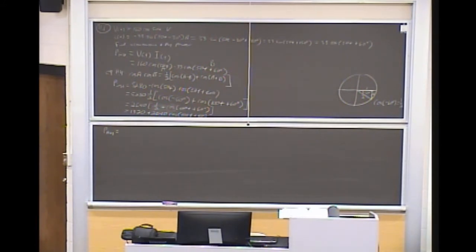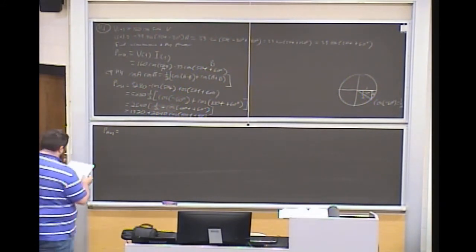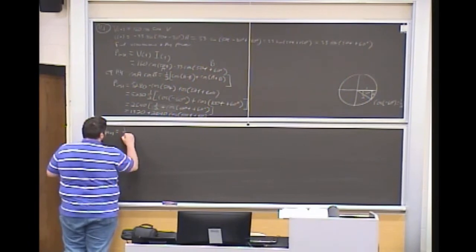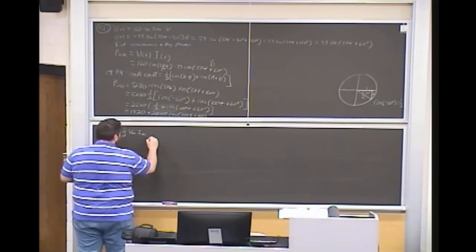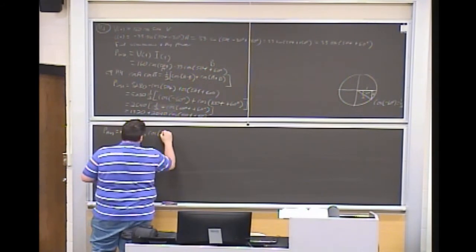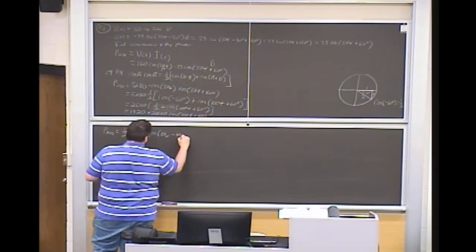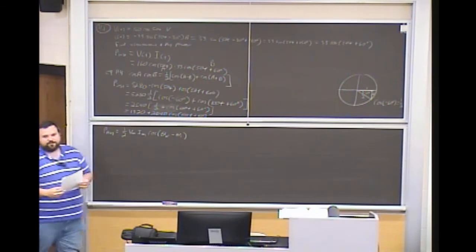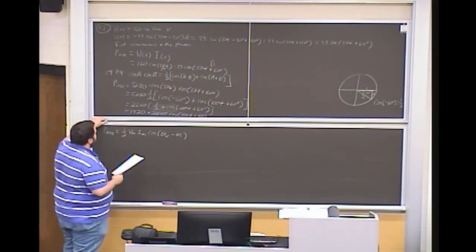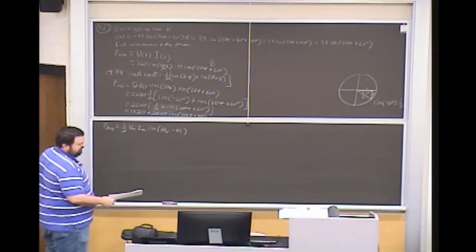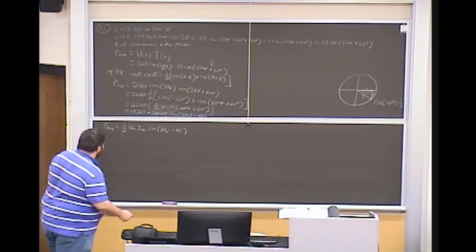Could be, could be. What I'm thinking is 1/2 Vm Im cosine theta v minus theta I. Remember that? And so, what do we know about our I and our V? Let's go ahead and plug in what we know.